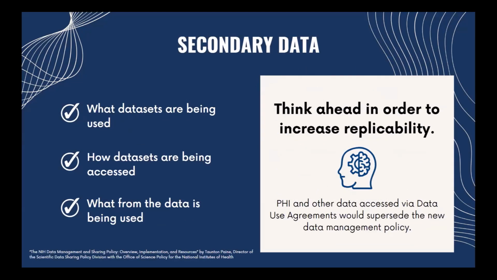So secondary data, this is something we like to touch on. You can't always make your secondary data accessible, right? Especially if you're using government research or data from the state. Sometimes you sign a data use agreement to access that data. So they're not saying you have to make that publicly available, because they might have personal health information or other type of information that is not openly available.